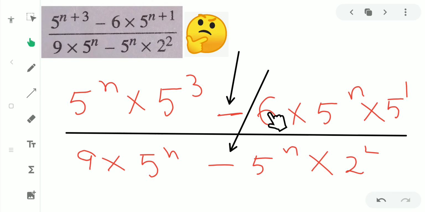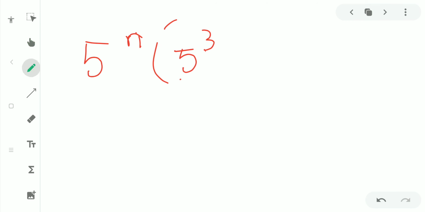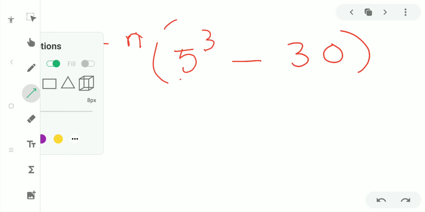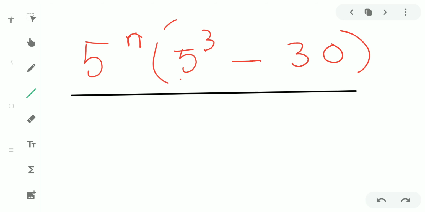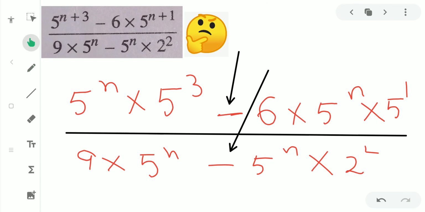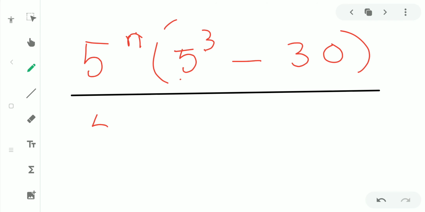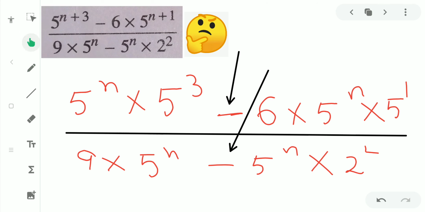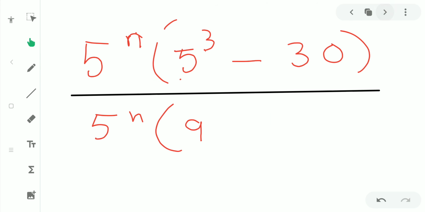Minus 6 into 5 power 1, that is 6 into 5, nothing but minus 30, divided by, on taking 5 power n common, only 9 is remaining. And minus 2 square, nothing but 4. So now it is easy to cancel 5 power n and 5 power n.